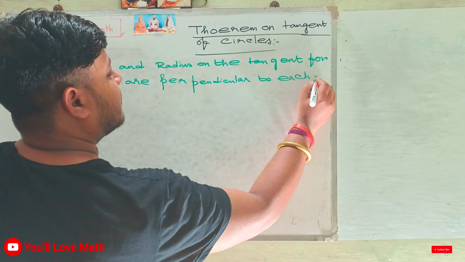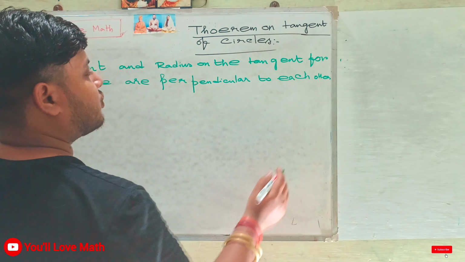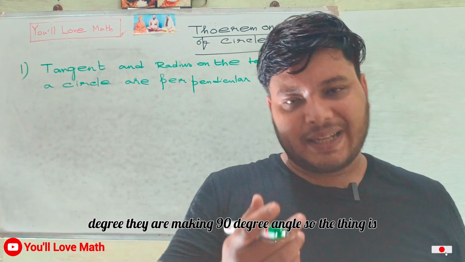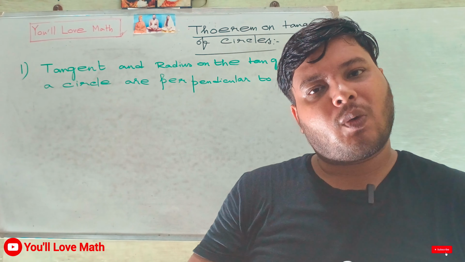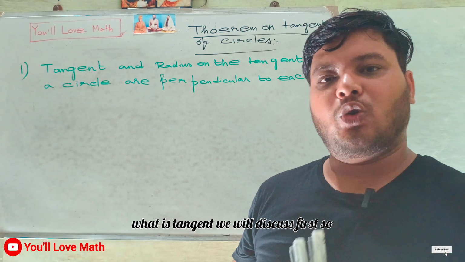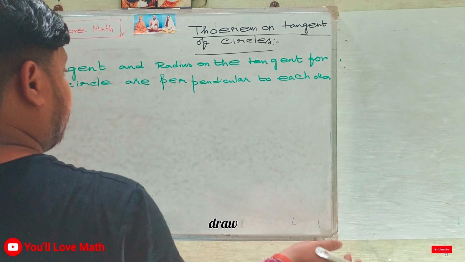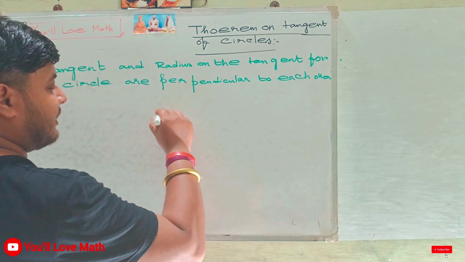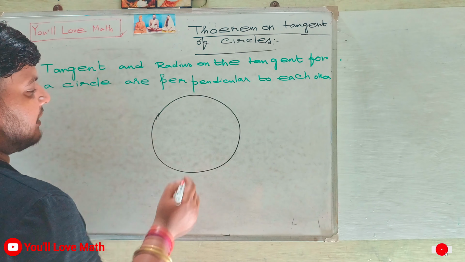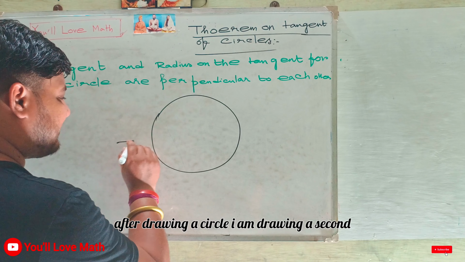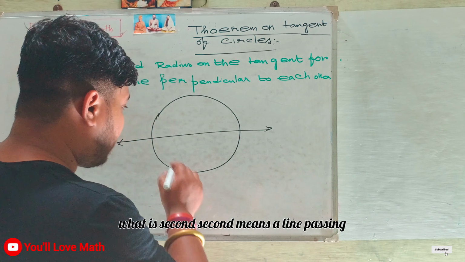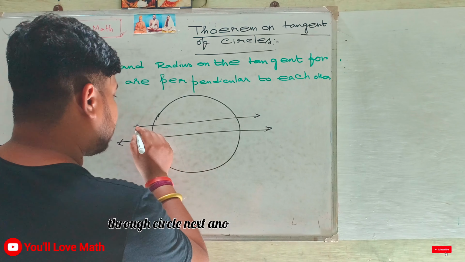So do you know what is perpendicular? Perpendicular means they are making a 90-degree angle. So what a tangent is, we will discuss first. Draw a circle with me. After drawing a circle, I am drawing a secant. Do you know what a secant is? A secant is a line passing through a circle.